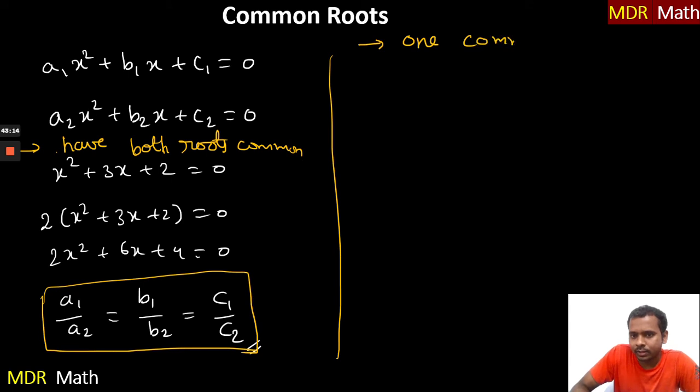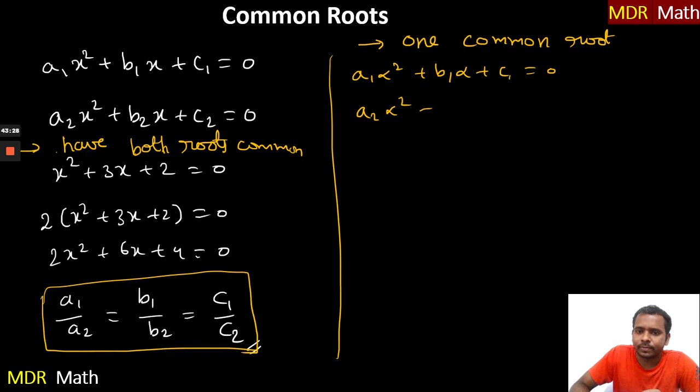One common root. Let's say that the common root is alpha or beta. Let alpha be the one common root. Then I can write a1 alpha square plus b1 alpha plus c1 is equal to 0 as one condition, and a2 alpha square plus b2 alpha plus c2 is equal to 0. So in order to get the relation or the value of alpha, what can be done here? You can make these two alpha square coefficients equal. That means you can multiply with a2 here and a1 here, on both the sides.